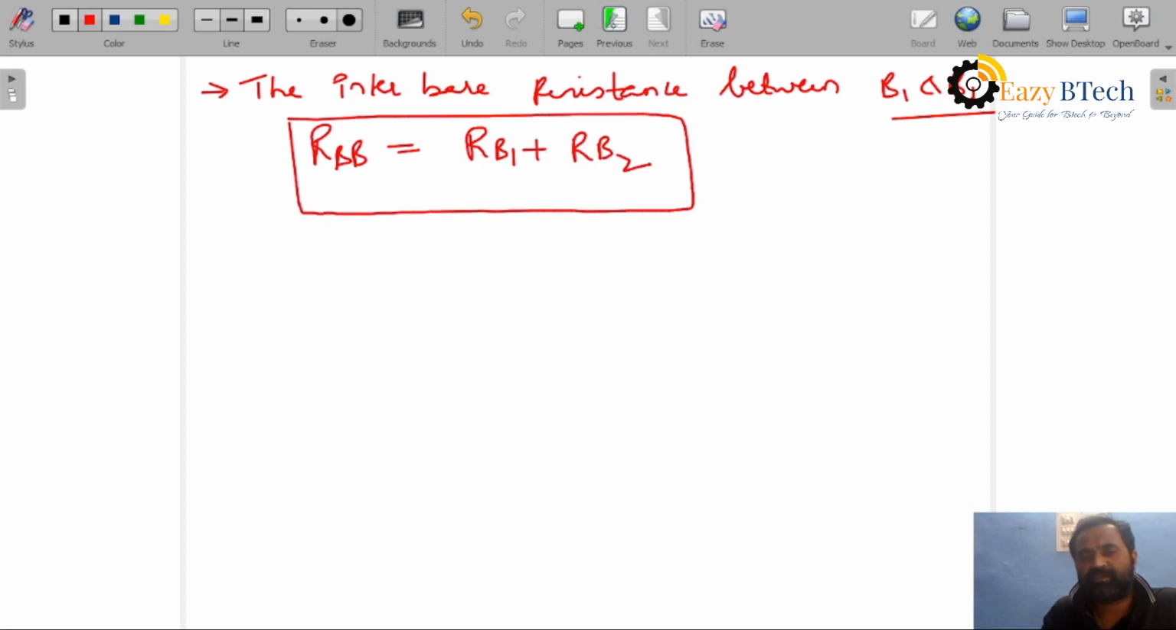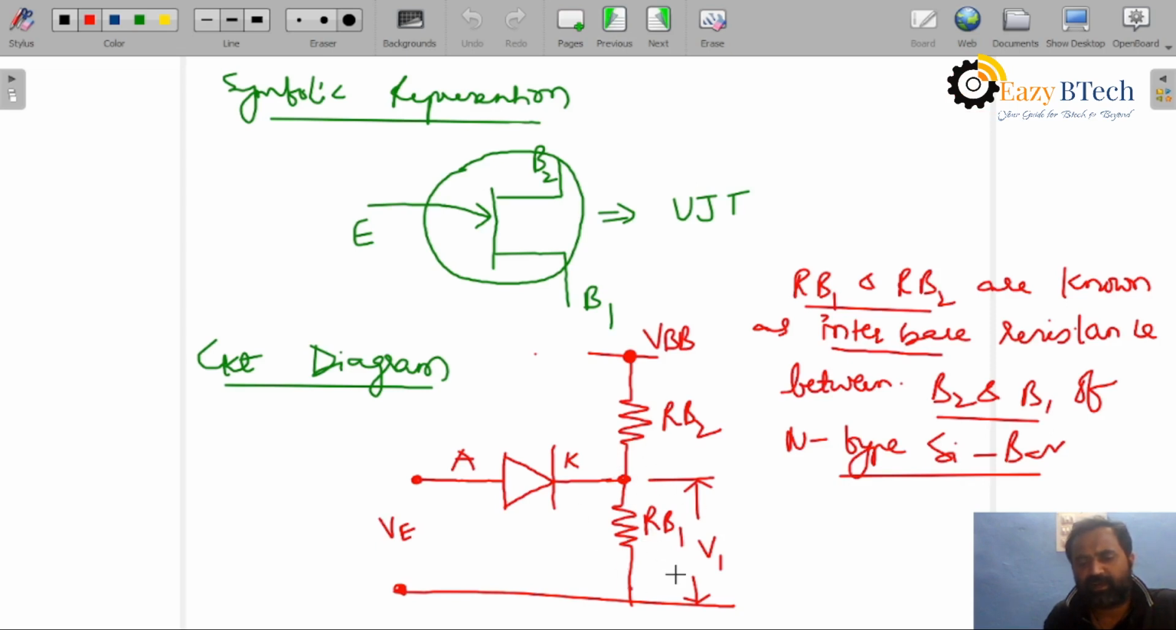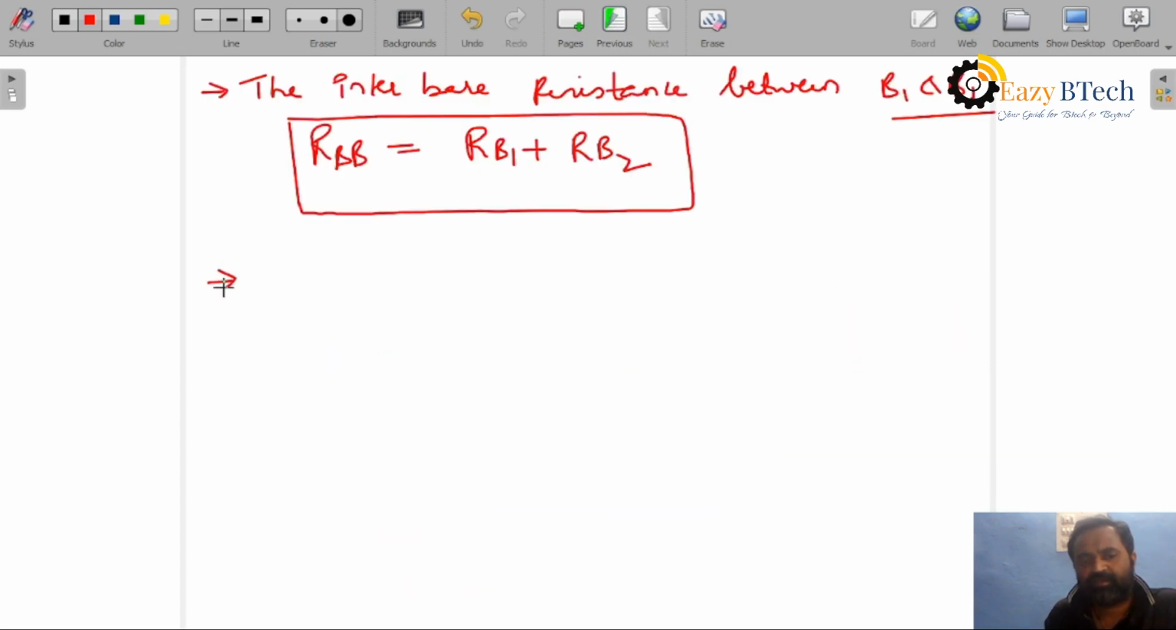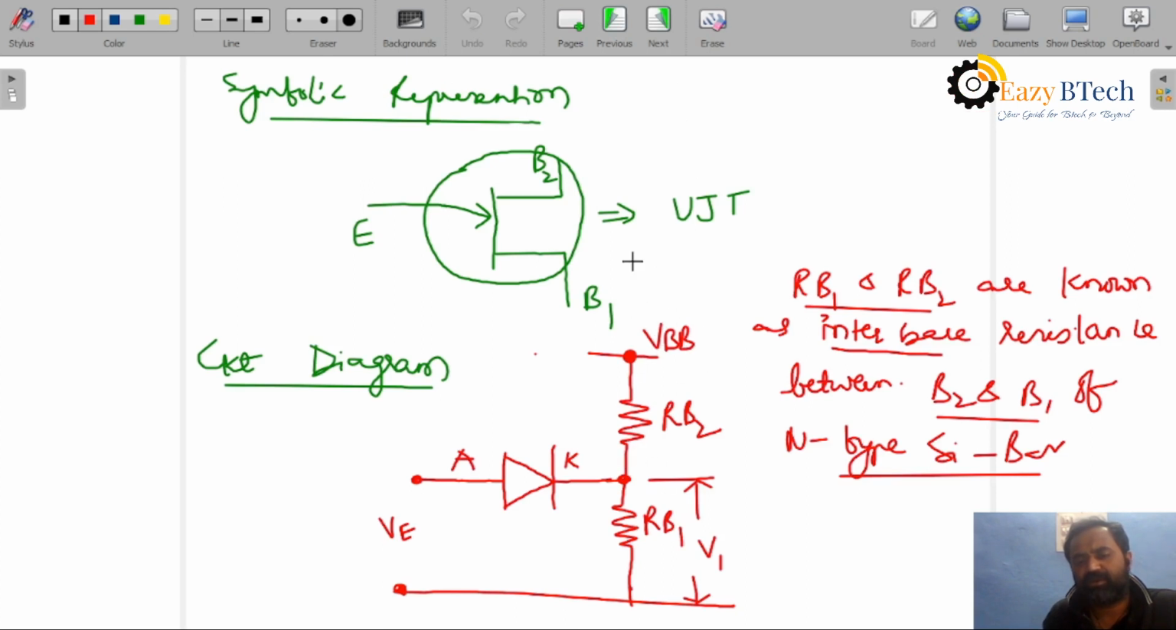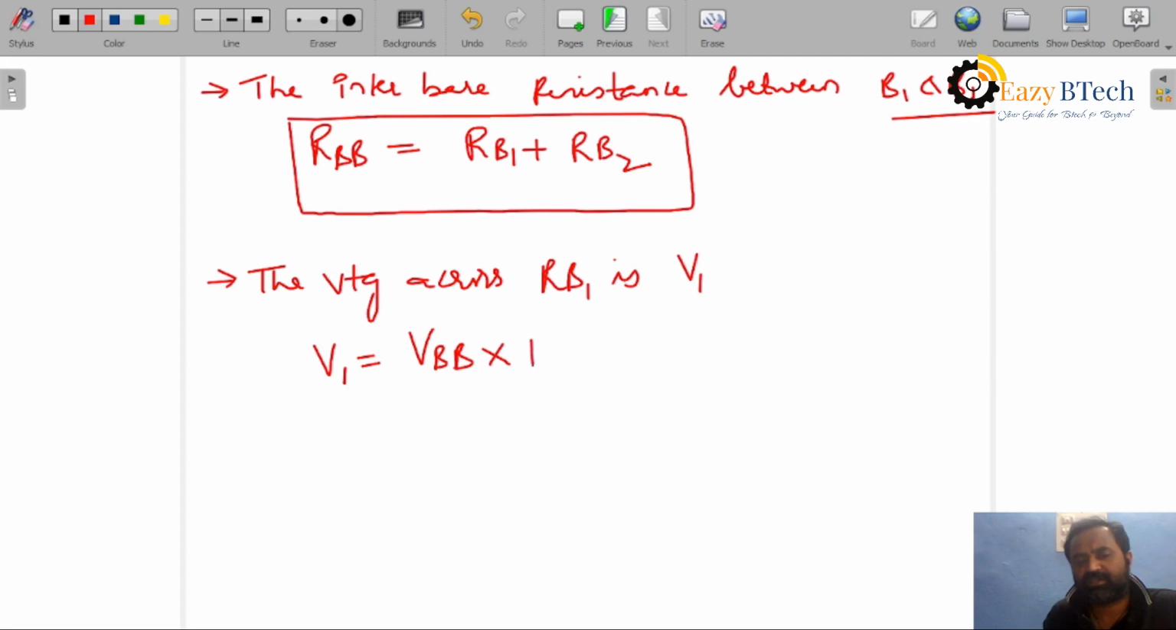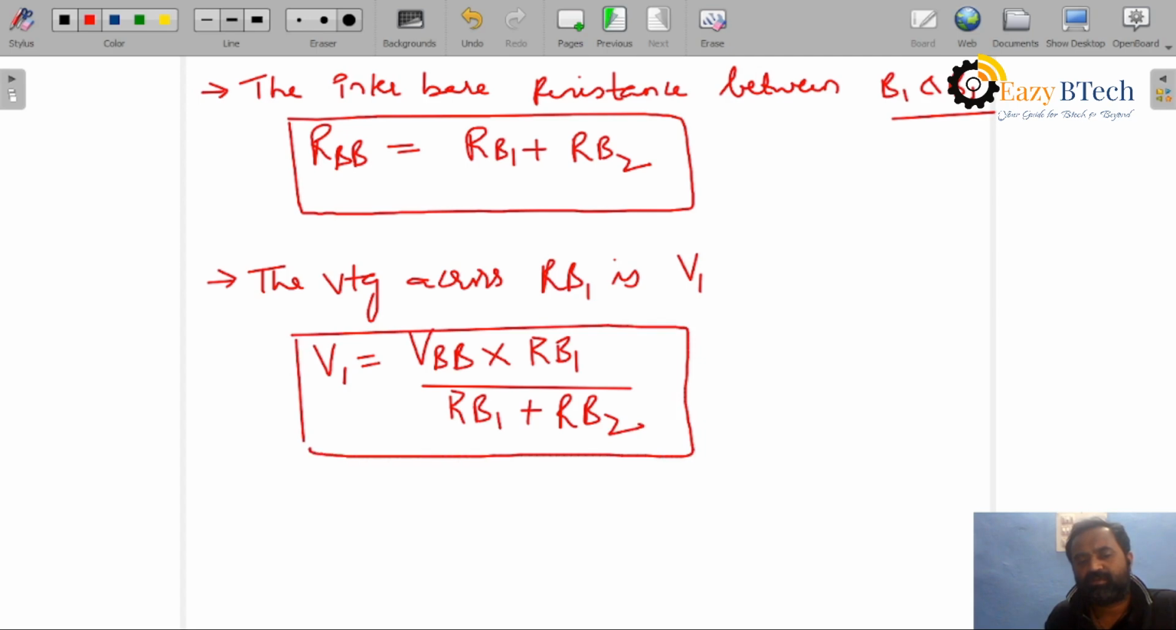Now the output voltage. By applying the voltage divider rule, we will discuss the voltage across RB1. The voltage across RB1 is V1. That is, V1 is equal to the applied voltage VBB into RB1 by the total resistance RB1 plus RB2. Okay, V1 is equal to VBB into RB1 by RB1 plus RB2.